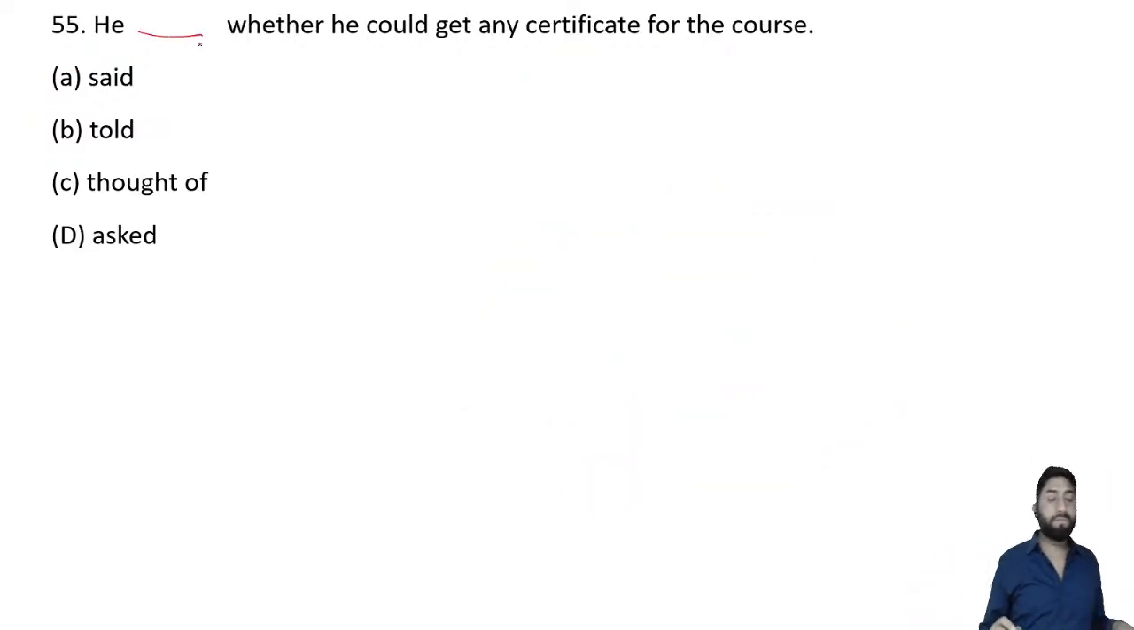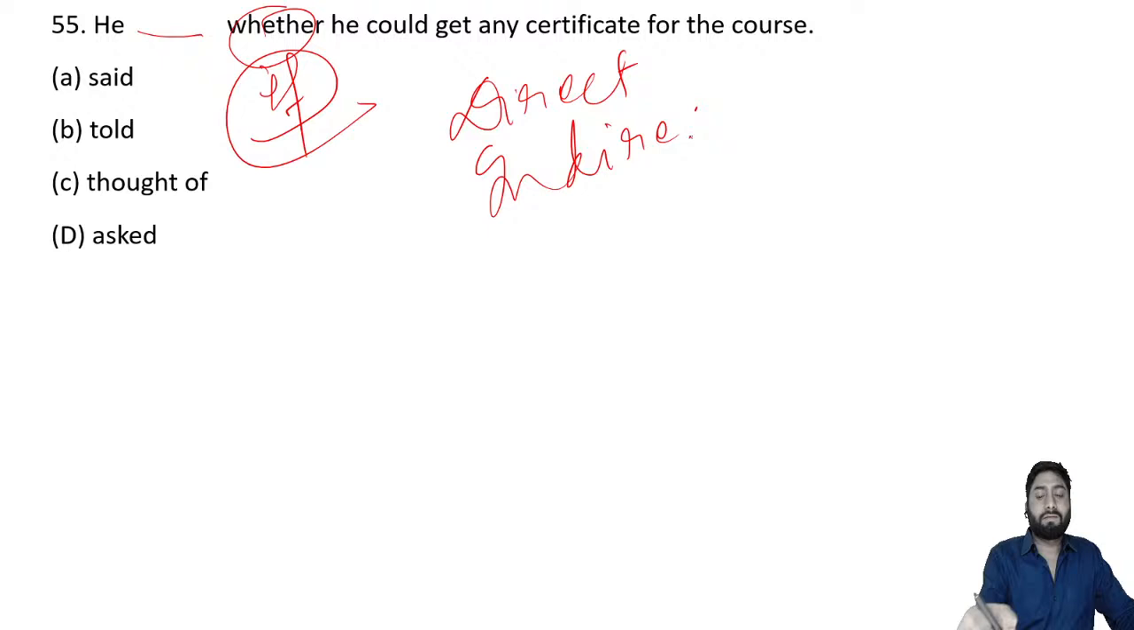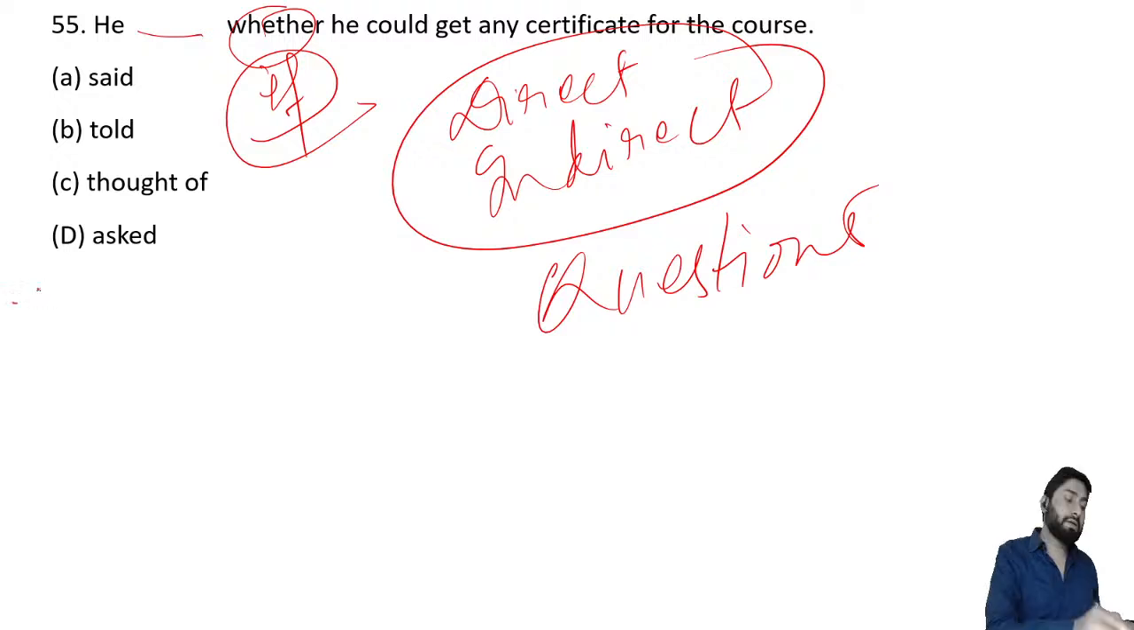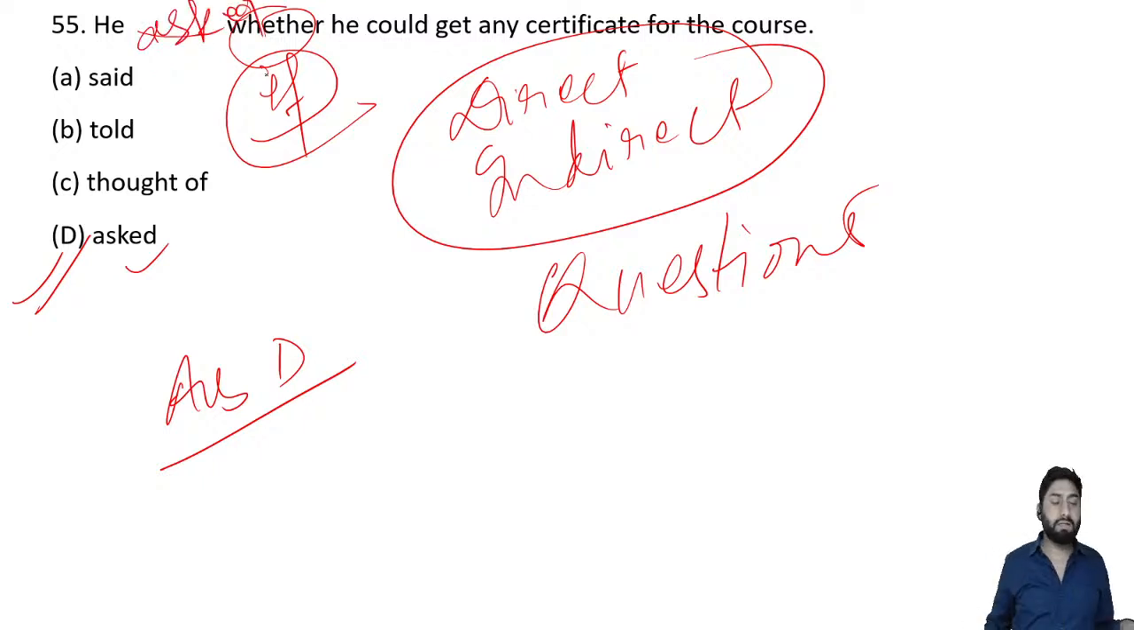Whether he could have got any certificate for the course, right? So he said whether he could get any certificate. He told whether he could get. He thought of. He asked. Again, whether or if, when we look at how we talk about direct and indirect speech, we discussed that. When it comes to questions, we talk about asked. So the answer is D. Here it should be asked. Let's move to the next one.